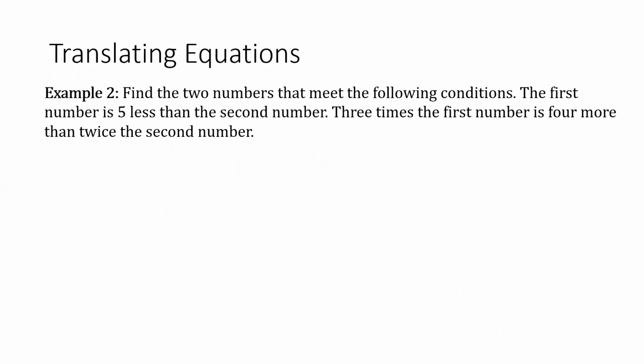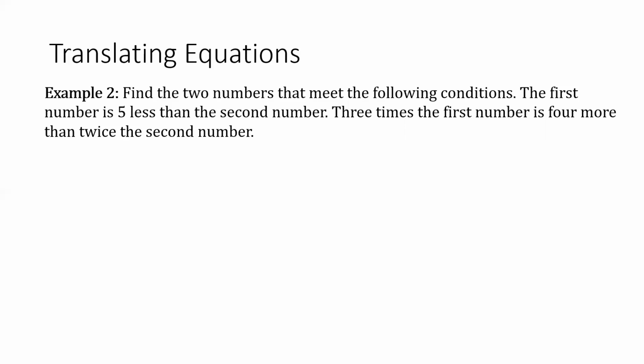Okay, this one is a little bit more difficult up front, but the problem solving process will be pretty nice, and there won't be a lot of thought going into what the answer means because it's just a straight math question. So here we're just translating equations. We want to find the two numbers that meet the following conditions. The first number is 5 less than the second number. 3 times the first number is 4 more than twice the second number.